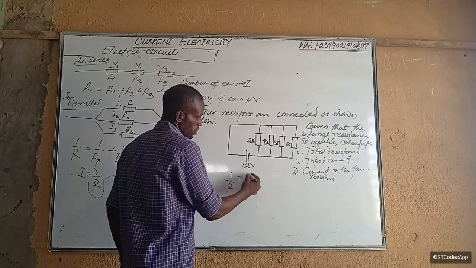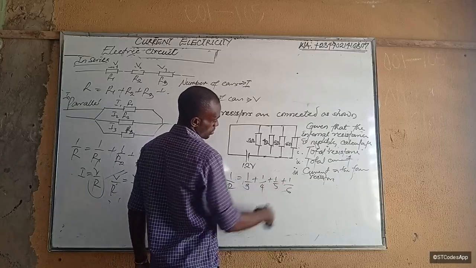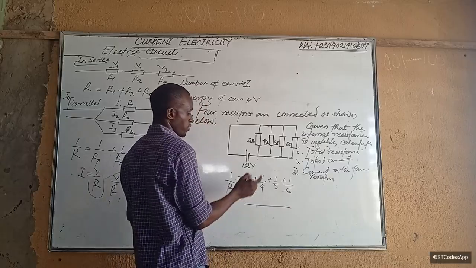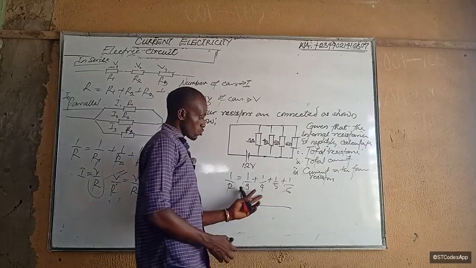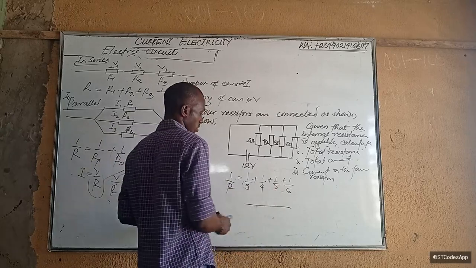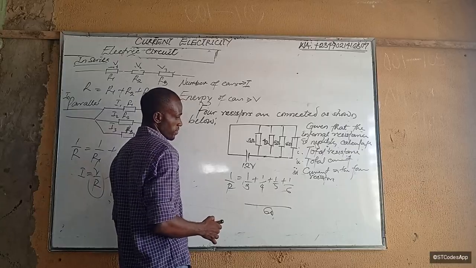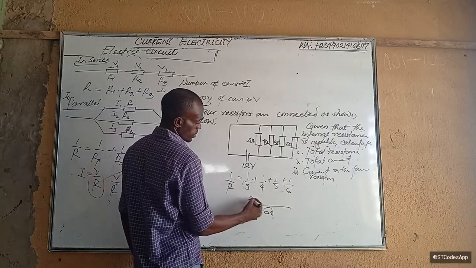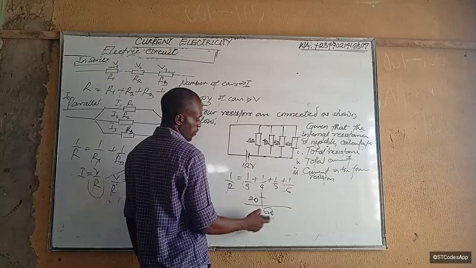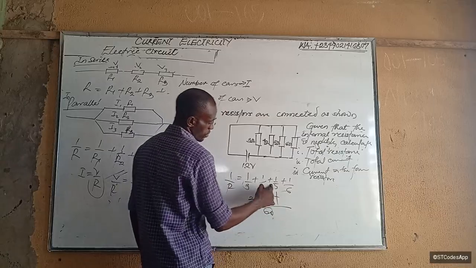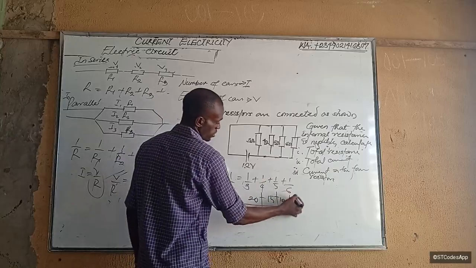So we do 1 over R is equal to 1 over 3 plus 1 over 4 plus 1 over 5 plus 1 over 6. The LCM of 3, 4, 5, 6 is going to be 60. 3 in 60 is 20, times 1, 20. Plus 4 in 60, 15 times 1, 15. Plus 5 in 60, 12 times 1, 12. Plus 6 in 60, 10 times 1, 10.